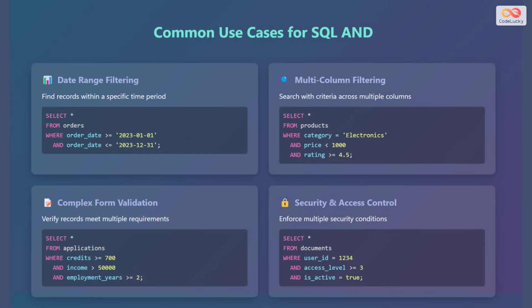The SQL AND operator is widely used in various scenarios. One common use case is date range filtering, where you can find records within a specific time period. Another use case is multi-column filtering, where you can search with criteria across multiple columns. It is also used in complex form validation, where you can verify records that meet multiple requirements, and for security and access control, where you can enforce multiple security conditions. Each use case enhances the precision and relevance of your SQL queries.